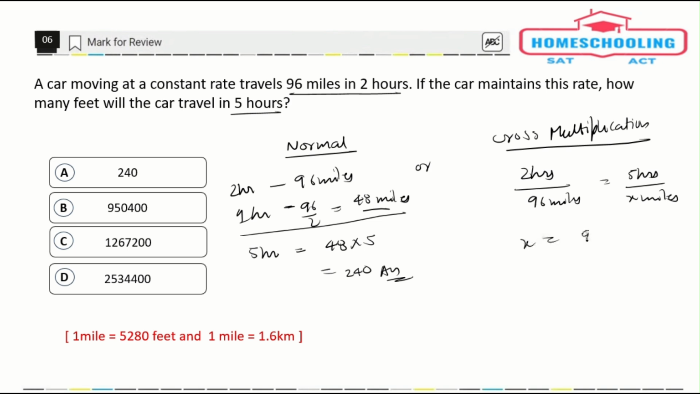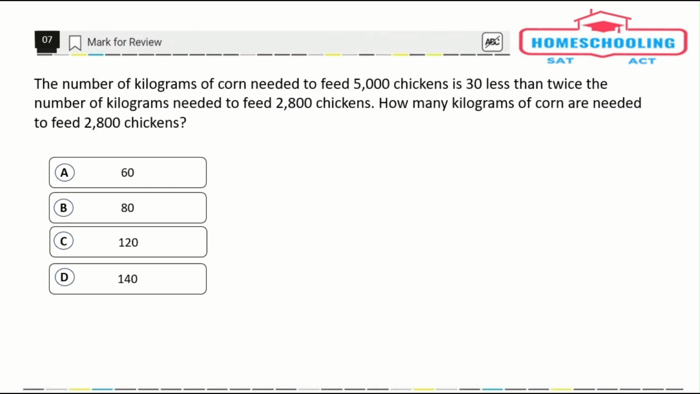x is equal to 96 into 5 divided by 2. 48, 48 into 5, 240. So option A will be your correct answer. Now moving to the next question.